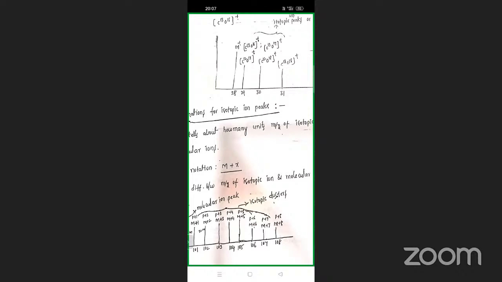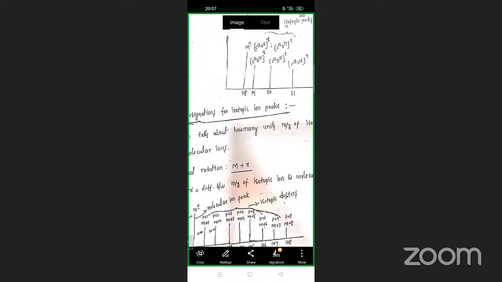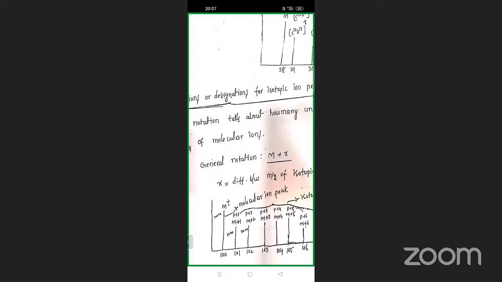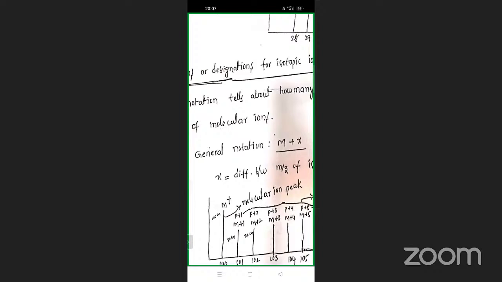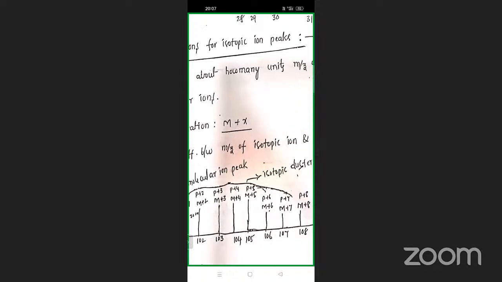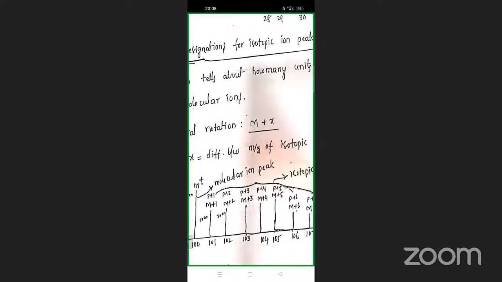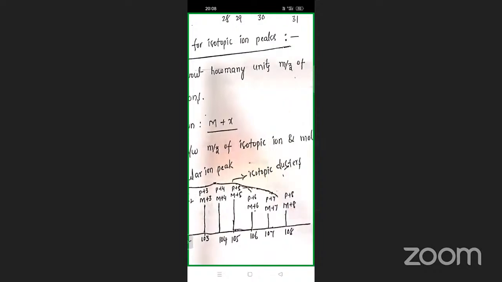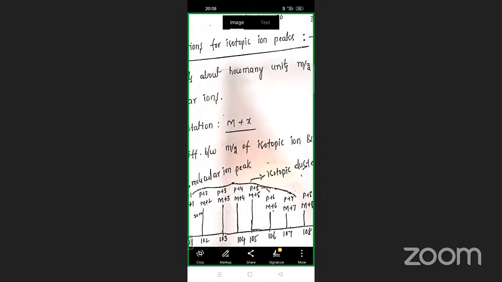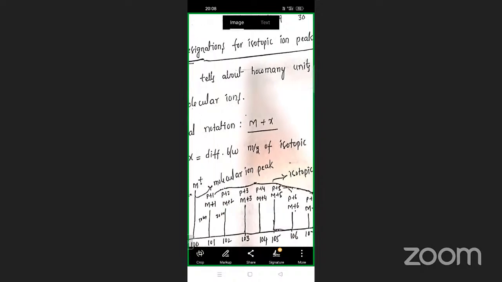So we designate it as M+2. Okay, so here you can see this M plus, it is 100% molecular ion peak here, and the remaining are all isotopic peaks. Okay, so like 101, 102, 103, 104, 105, 106, 107, 108. So all these are the isotopic peaks here, and the designations like M+2 or P+2.